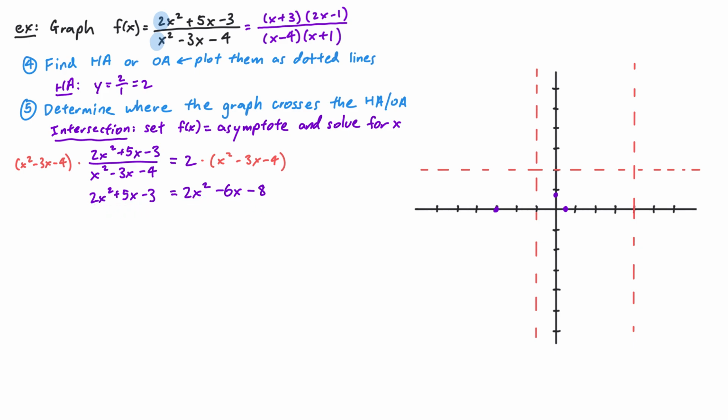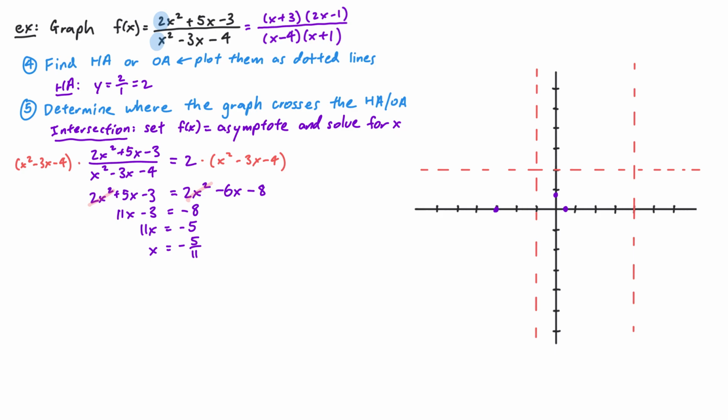Notice that on either side of our equation, there's a 2x squared. So if we subtract 2x squared from both sides, that term will cancel out. Next, we can add 6x to both sides. That's going to give us 11x minus 3 equals negative 8. And then we can add 3 to both sides to get 11x equals negative 5. Then we're going to divide both sides by 11 to get x equals negative 5 over 11. So this is telling me that my function will intersect the asymptote at x equals negative 5 over 11.